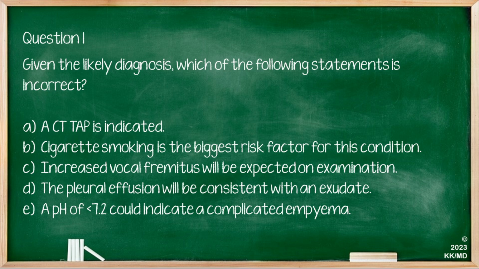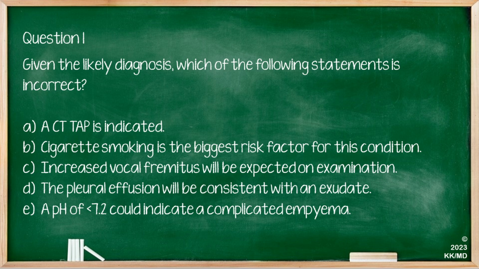That sounds reasonable because if you're suspecting a cancer, you would want to be thinking about what's the extent of this disease and how far has it spread, because obviously that is going to change the management that you would be offering to the patient. Option B is saying that cigarette smoking is the biggest risk factor for this condition, which is also true because smoking remains the biggest risk factor to develop lung cancer.